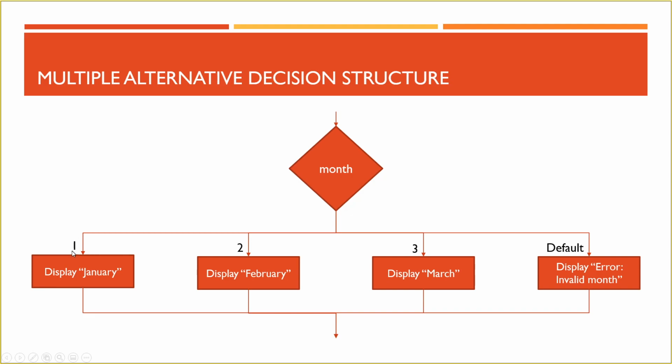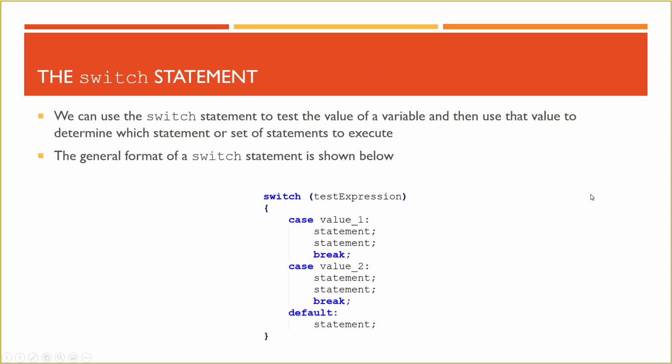So let's say the number 1 would be January, the number 2 would be February, the number 3 would be March, so on and so forth. And then if there was no number provided or somebody provided a random number outside that range, you could just display some kind of error message, right? So that's how a multiple alternative decision structure works. And how we do that in Java is with the switch statement.